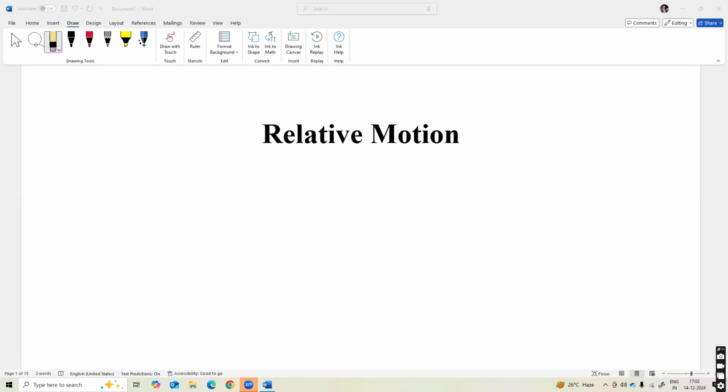So till now we have studied motion in one dimension, motion in 1D, and we have also seen projectile motion in the last two classes. So now we will start with relative motion.